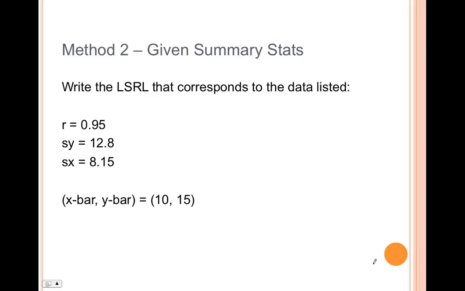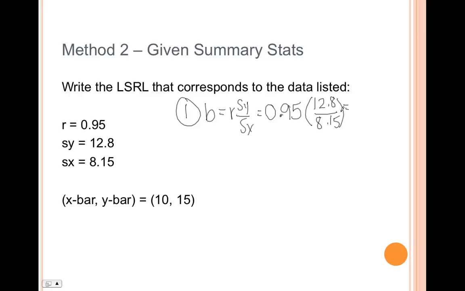Okay, here's another example. I want you to solve this one, so please pause the video and solve. Okay, when I do this one, I start with the slope. b is equal to r times sy over sx. Here r is 0.95, sy is 12.8, over sx is 8.15. And when I do that, I get a slope of 1.492.